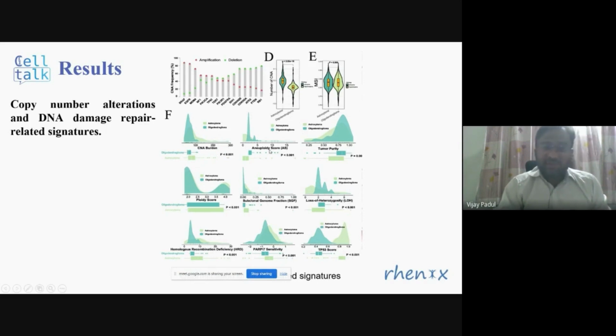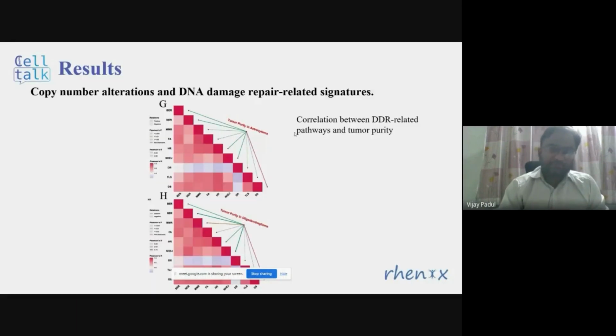Then aneuploidy score, tumor purity, then ploidy score, subclonal genome fraction, loss of heterozygosity, homologous recombination deficiency, PARP sensitivity, and TP53 score. So they found significant differences in these different genomic alterations in the histological astrocytoma and oligodendroglioma subtypes.